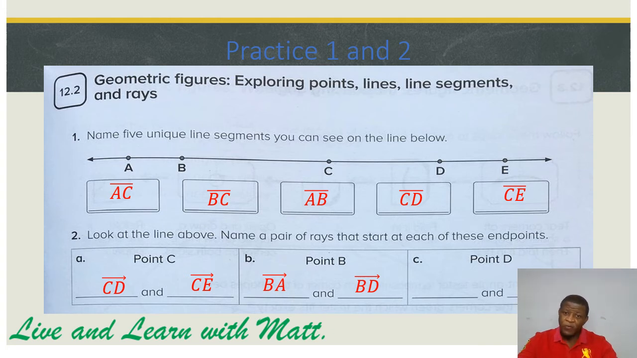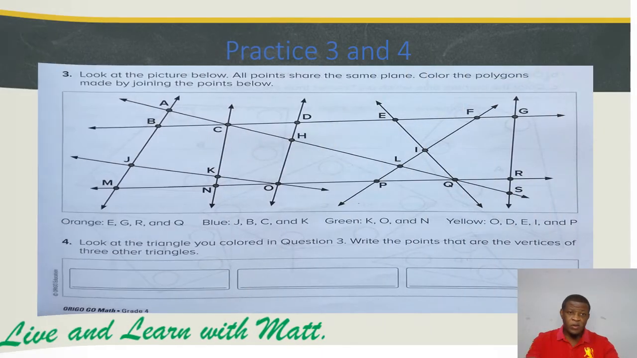And for point D, we have DE and DC, or DA, whichever one you want to write, or DB. Okay. Now let's go on to number 3.